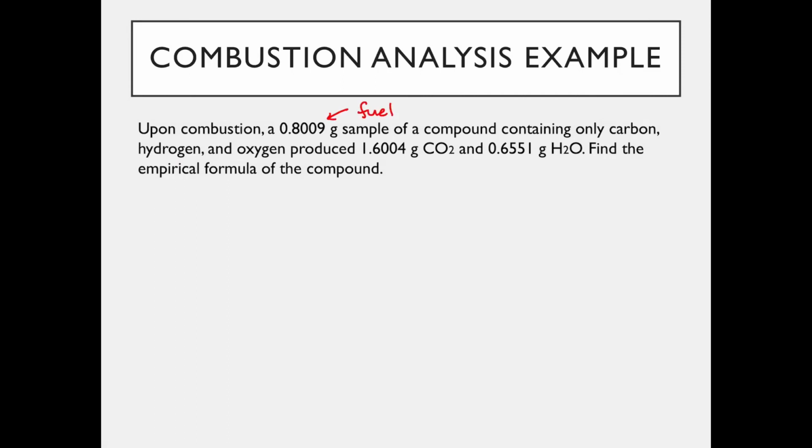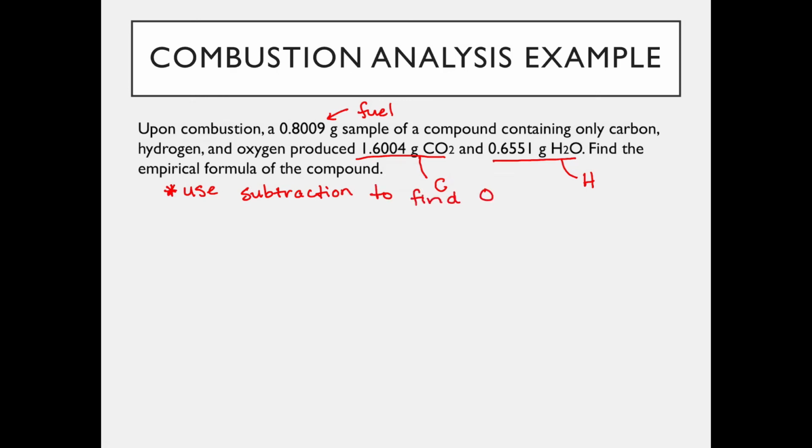Okay, so it says, upon combustion, this is our sample. This is our unknown fuel that we're sticking into this furnace. And it said it contained only carbon, hydrogen, and oxygen. It produced this much carbon dioxide and this much water. And it wants us to find the empirical formula of the compound. Well, if you'll recall, in order to do the empirical formula calculations, we need to have masses of carbon, hydrogen, and oxygen. We don't have that right now. Instead, we have the mass of carbon dioxide and the mass of water. But we'll use the mass of carbon dioxide to figure out how much carbon there was. We'll use the mass of water to figure out how much hydrogen there was. And then we will use subtraction to figure out how much oxygen there was.